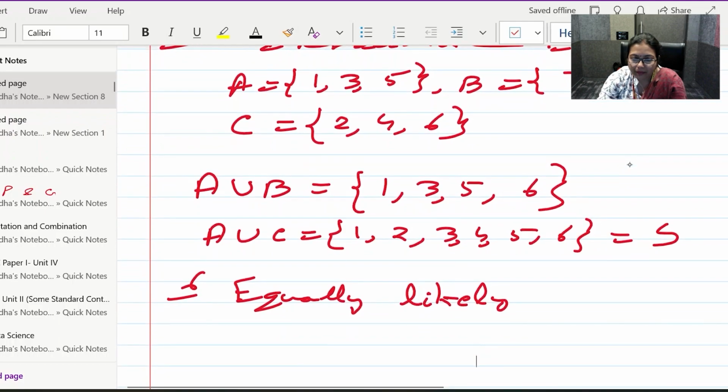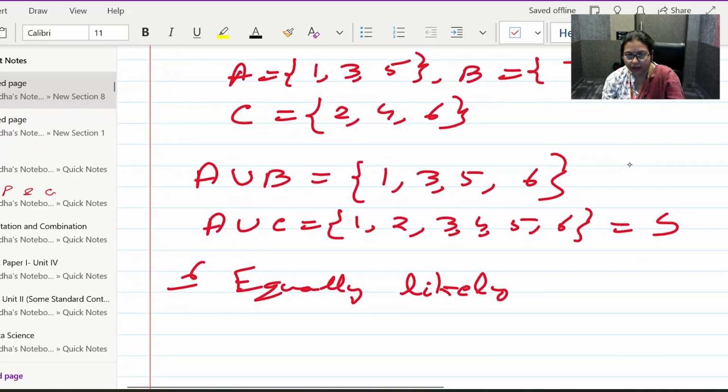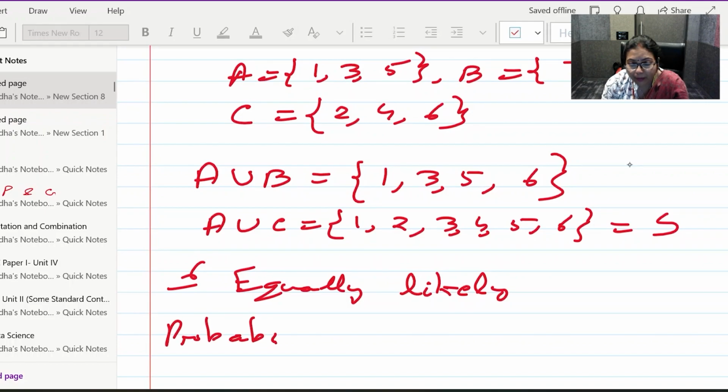So we have done the meaning of the word probability, then the meaning of sample space, event, then mutually exclusive events, exhaustive events and equally likely events. Now we are coming to the mathematical definition of probability. The meaning of the word probability we have done. Now this is the mathematical definition of probability.